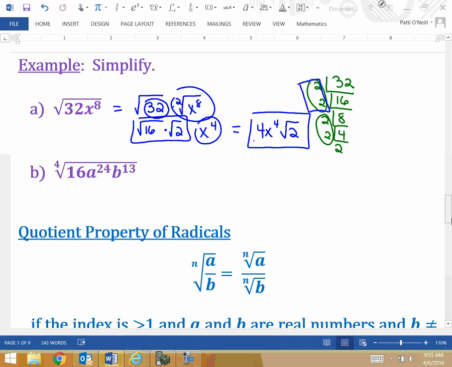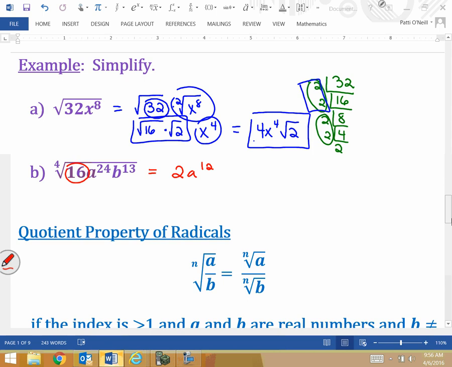So the next one is the 4th root of 16, a to the 24th, b to the 13th. This is one I think we can do right off the bat. The 4th root of 16, we should recognize as 2. The 4th root of a to the 24th is a to the 12th.